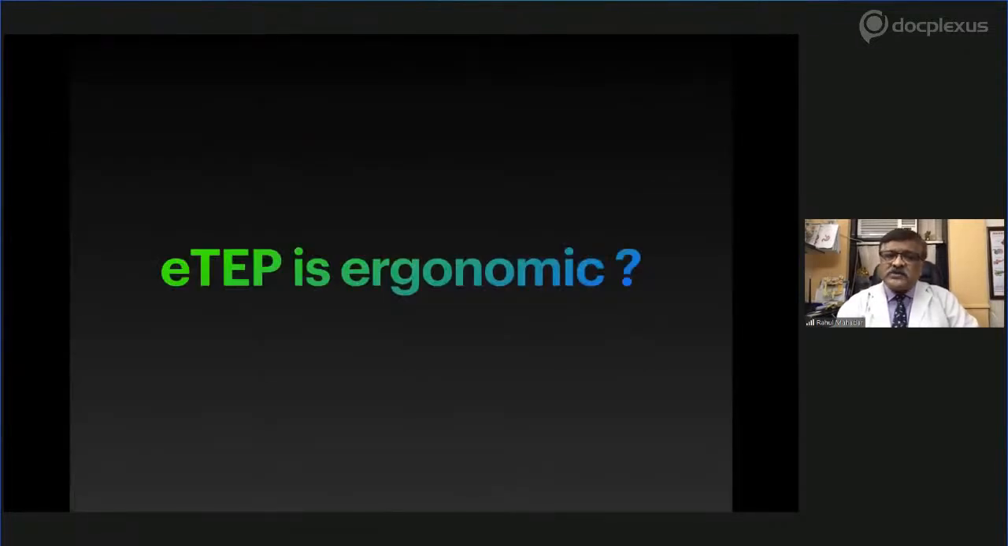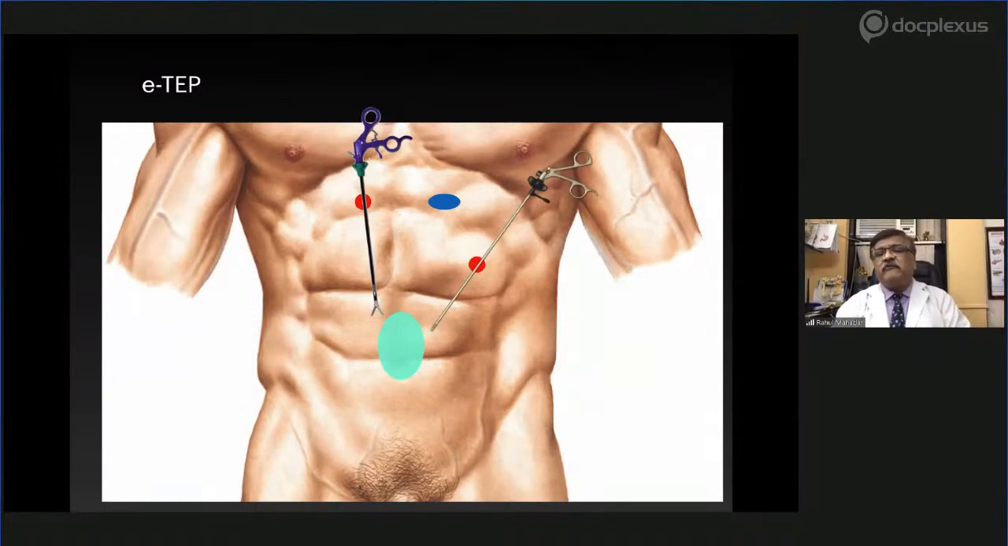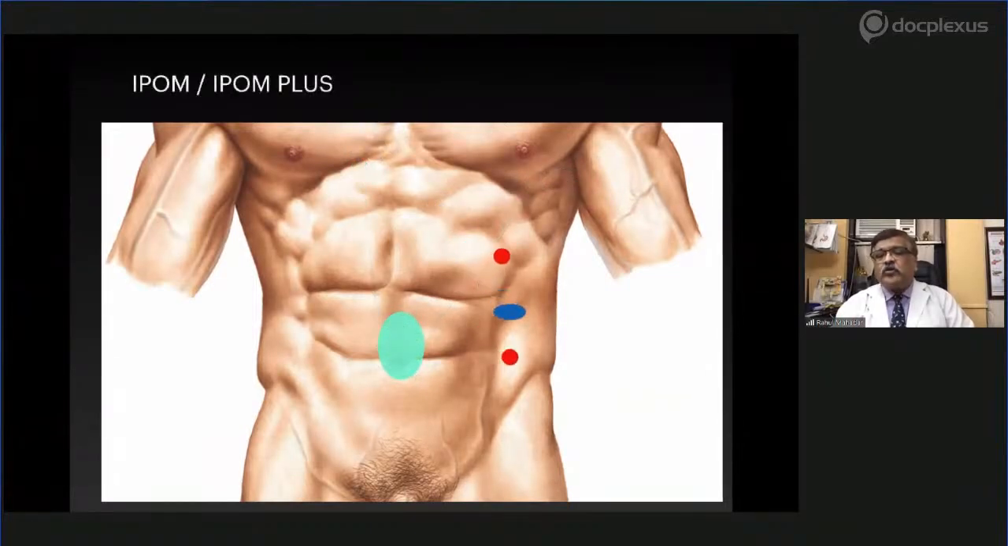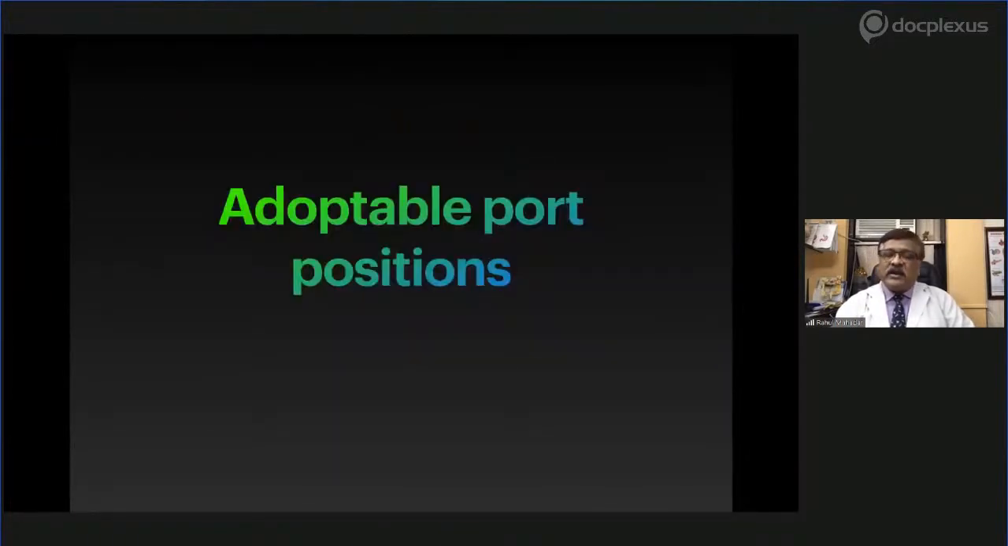Now the question comes: is E-TEP ergonomic? If you see the midline hernias, and mainly the umbilical hernias, if you go from the epigastrium, then these two instruments form the proper angulation and ergonomics to close the defect in the midline. As compared to IPOM, where usually the ports are on the lateral aspect of the abdomen, even though we are dissecting the plane, still the suturing becomes very difficult. So ergonomics is well maintained in case of E-TEP.